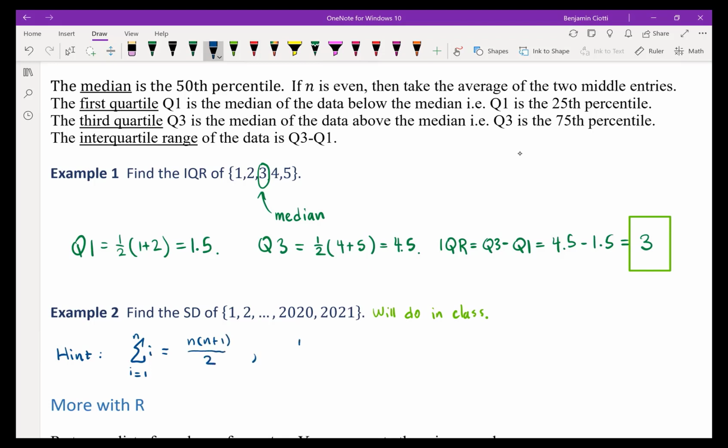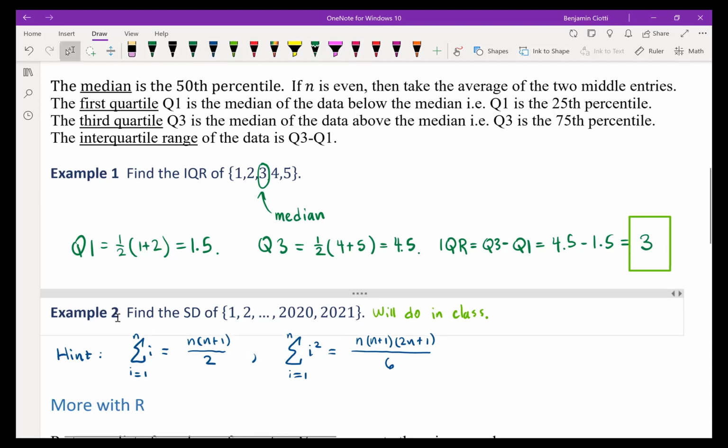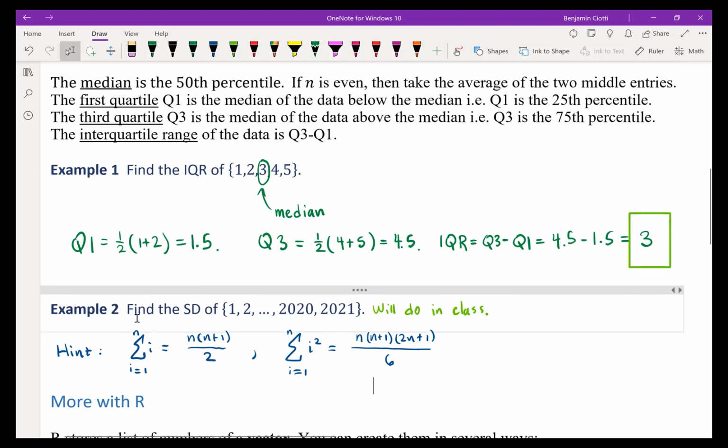And if you add up the first n squares, that's n times n plus 1 times 2n plus 1, over 6. So those 2 hints will help you. Why don't you try that out? And I'll talk about this one in class on Wednesday. Moving on.